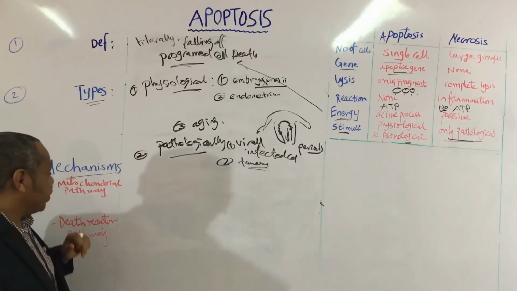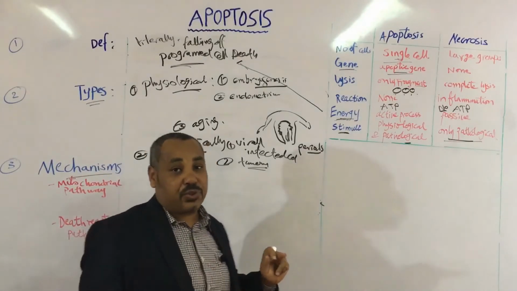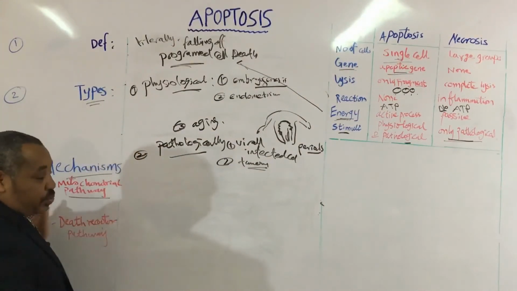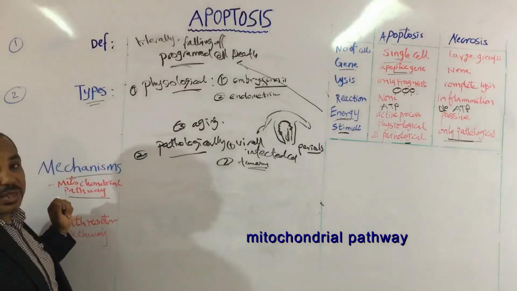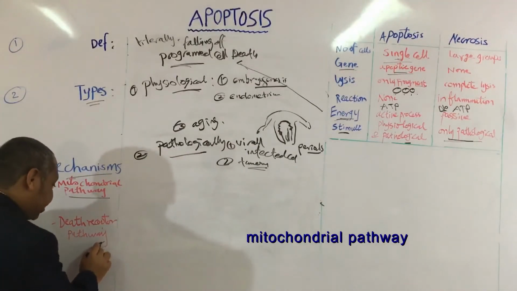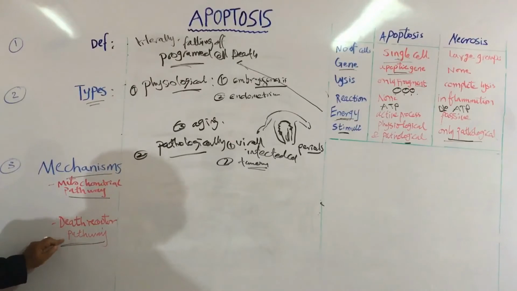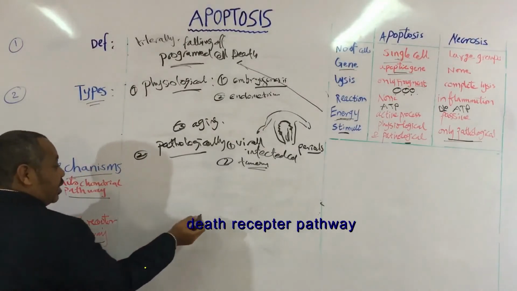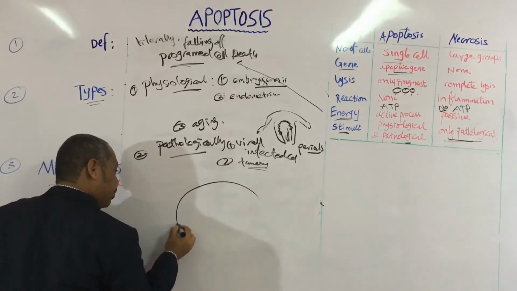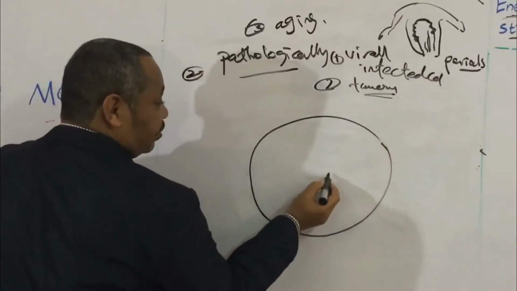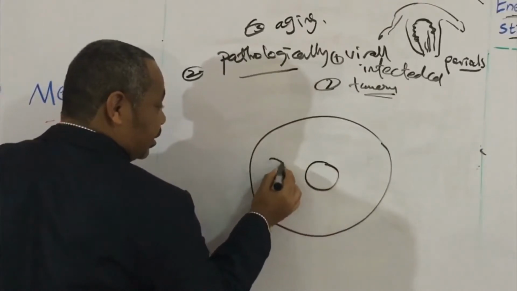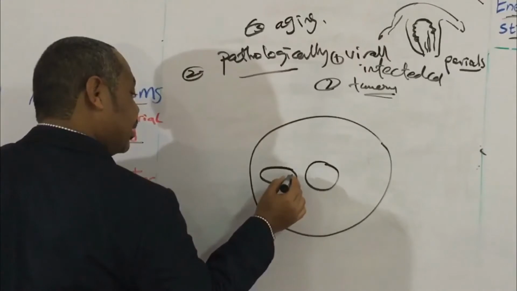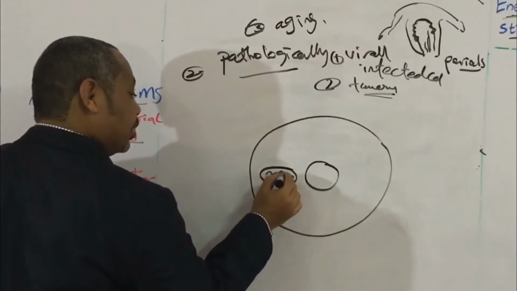What are the mechanisms of apoptosis? Actually, we have 2 very important mechanisms. Number 1 is called the mitochondrial pathway, and this is the intrinsic pathway. There is another pathway, as you see here, called the death receptor pathway, so this is the extrinsic pathway. So we have 2 pathways, and let us draw a cell here. If this is a cell, for example, this is a nucleus, and this is a mitochondria. The mitochondria should be a little bit smaller than the nucleus, but no problem.